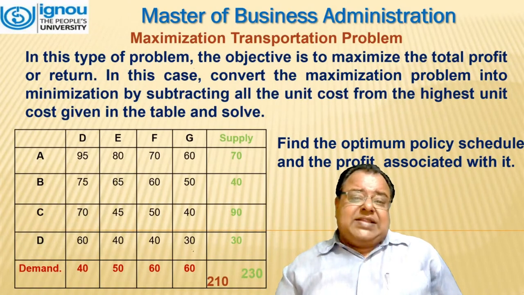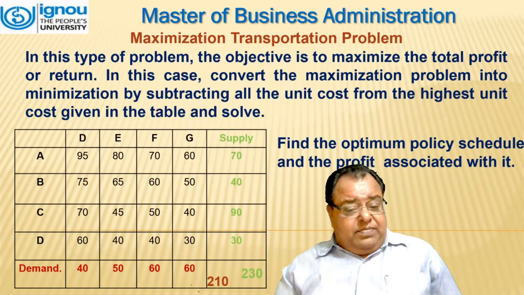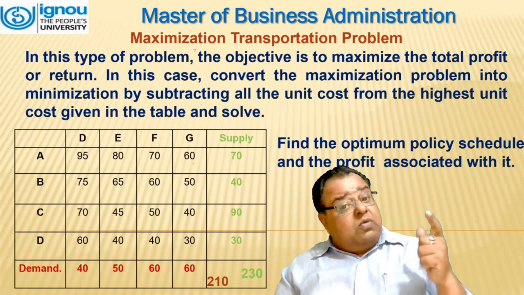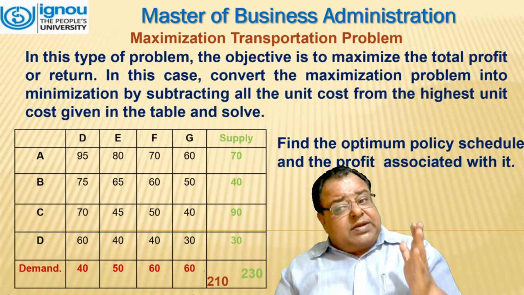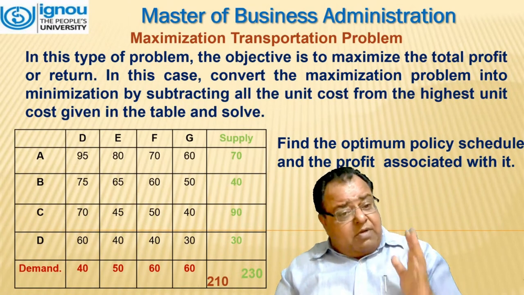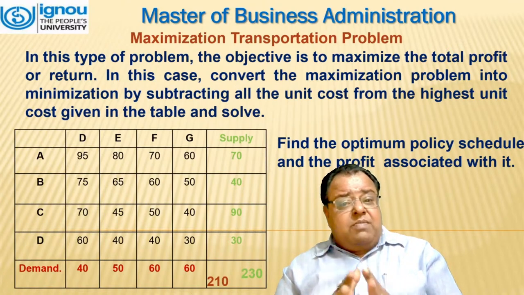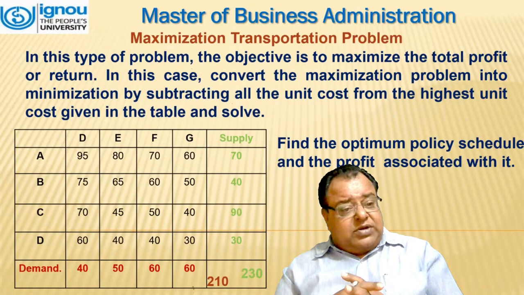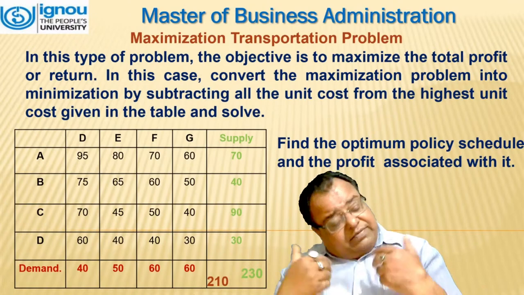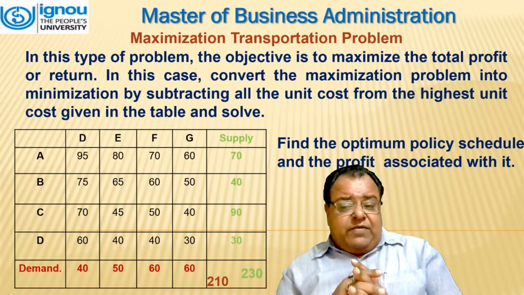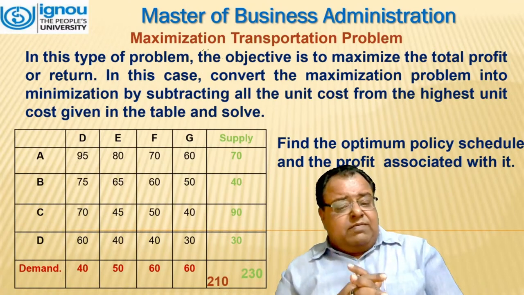Now, how to handle maximization of a transportation problem? In this type of problem, the objective is to maximize the total profit or return. In this case, convert the maximization problem into a minimization problem by subtracting all the unit costs from the highest unit cost given in the table, and we have to solve it to find the optimum policy schedule and the profit associated with it. This is the problem which is given to us.